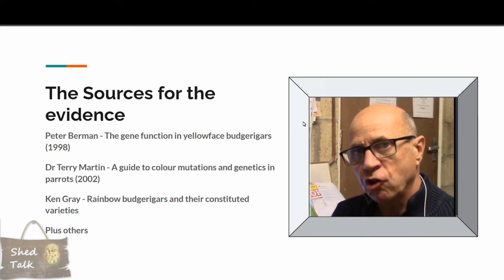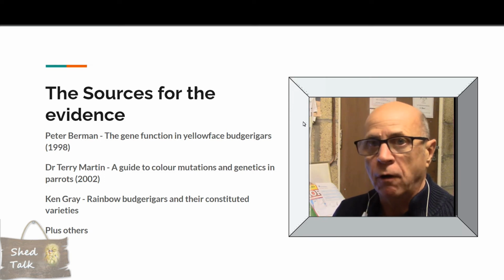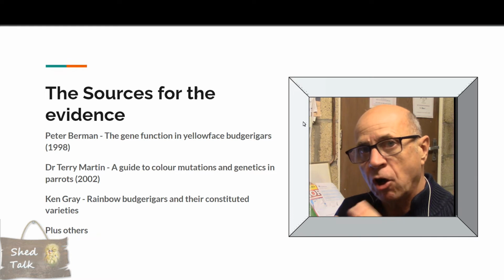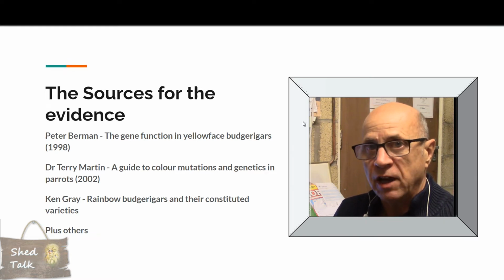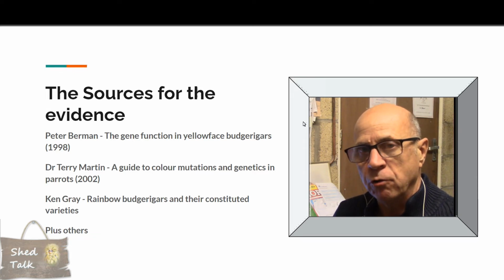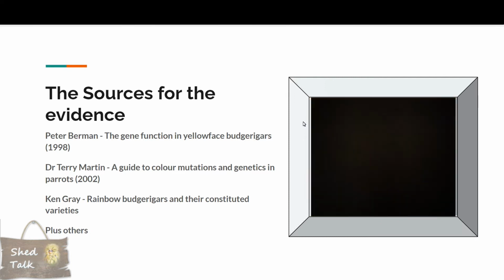And another major source is a book by Ken Gray. Ken Gray produced a book called The Rainbow Budgerigar and Its Constituent Parts. Those of you that know the rainbow budgerigar will know that one of its key constituent parts is the Yellowface mutation. And again, Ken Gray in his book develops a whole chapter on the Yellowface mutation. There are a number of other sources, and I'll talk briefly about those as we go through the video, but those are the main three sources that we'll be using. So let's have a look at what that literature tells us.